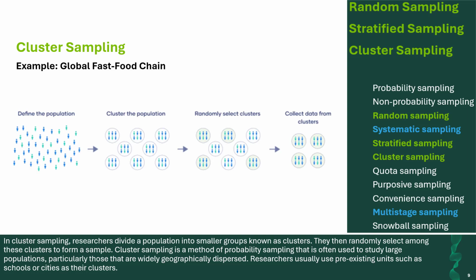So for example, a global fast food chain wants to evaluate the effectiveness of a new menu item in different countries. They divide the worldwide locations into clusters based on cities. They randomly select several cities, those are the ones that we call clusters, and then survey all customers at the chain's restaurants within those cities. This cluster sampling method allows the company to gather data efficiently from diverse geographical areas without the need for extensive resources to reach every location globally.